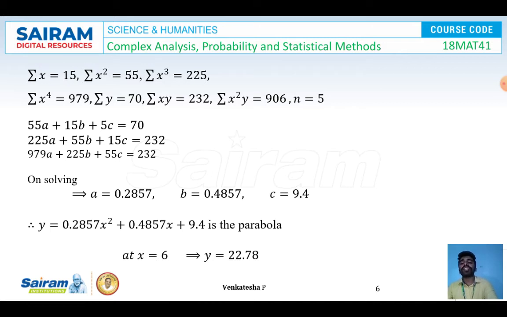So on solving this equation, we got the value of a = 0.2857, the value of b = 0.4857 and the value of c = 9.4. So replacing this a, b, c in y = ax² + bx + c, I got y = 0.2857x² + 0.4857x + 9.4 is the required parabola. So now I am going to replace the value of x = 6 in this equation, and simplifying that I got the value of y = 22.78.